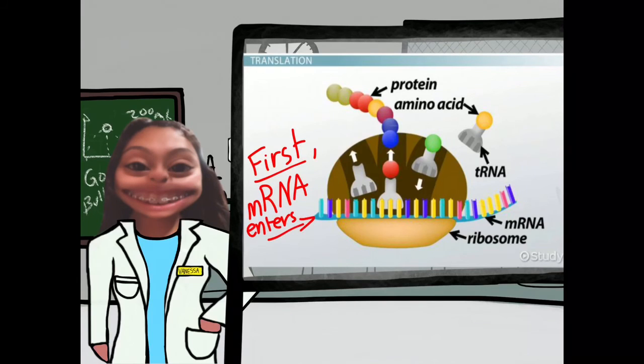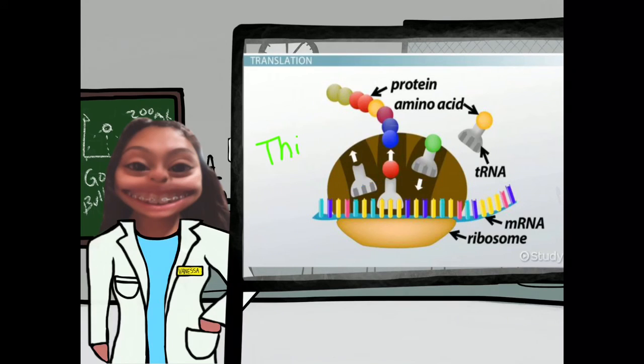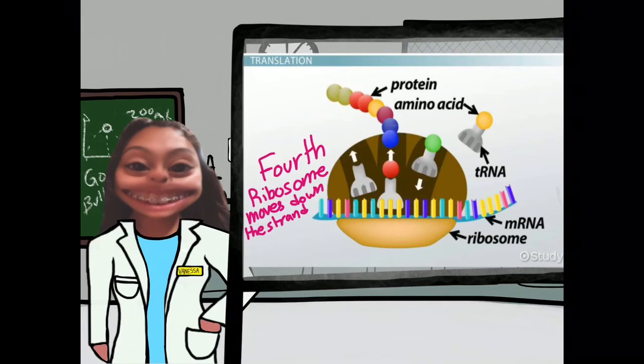First, the RNA moves to the ribosome. This type of RNA is called the messenger RNA. It is abbreviated as mRNA, where the M is for messenger. Second, the mRNA attaches itself to the ribosome. Third, the ribosome figures out where to start on the mRNA by finding a special 3-letter begin sequence called a codon. Fourth, the ribosome then moves down the strand of mRNA.